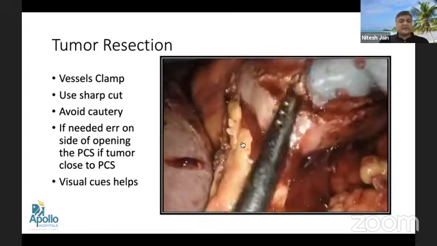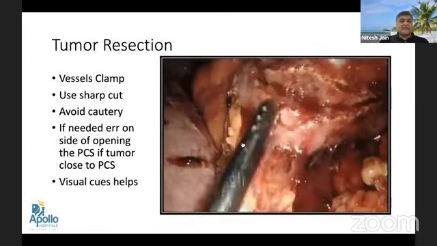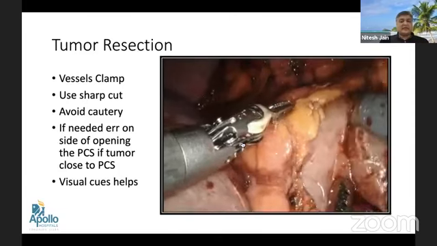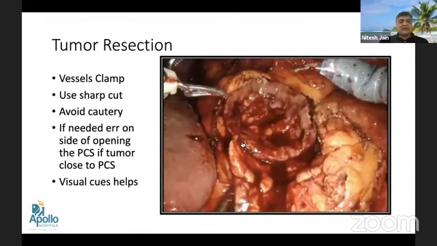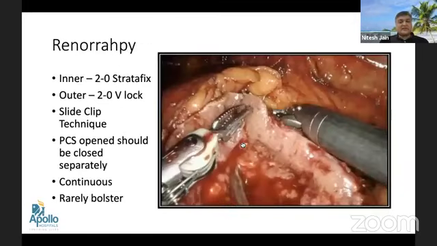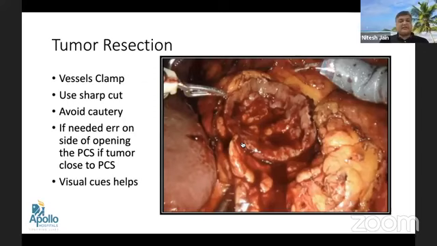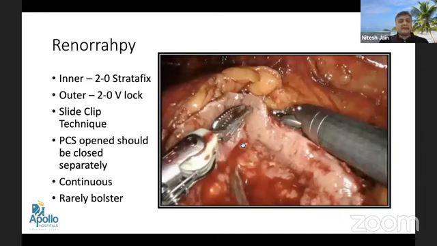Once we have done that, it's always better to start from the side which is nearer to you. If possible, we can encircle the tumor completely by making a sharp cut, and sharp cut is useful rather than using cautery. With cautery, the line of demarcation may get deviated. So it's always better to use sharp cutting.